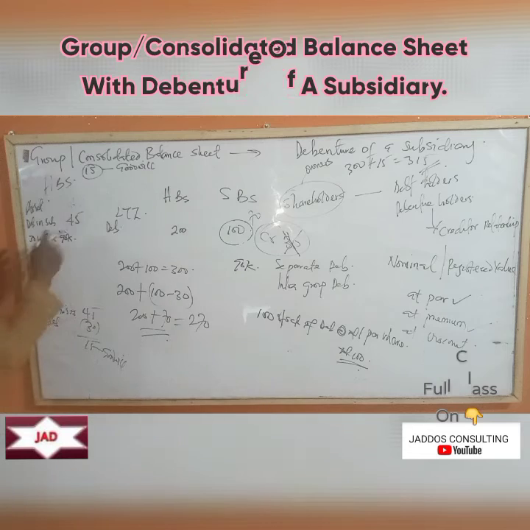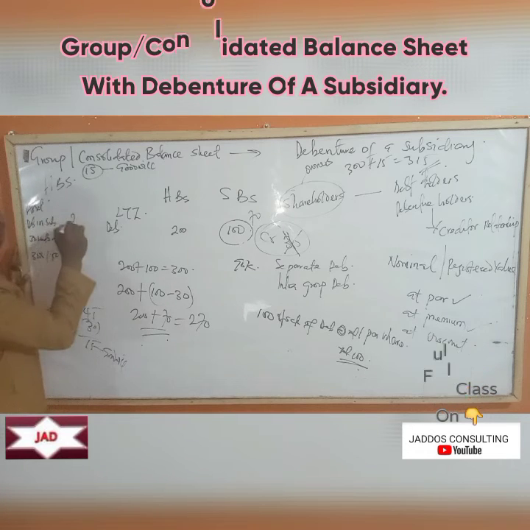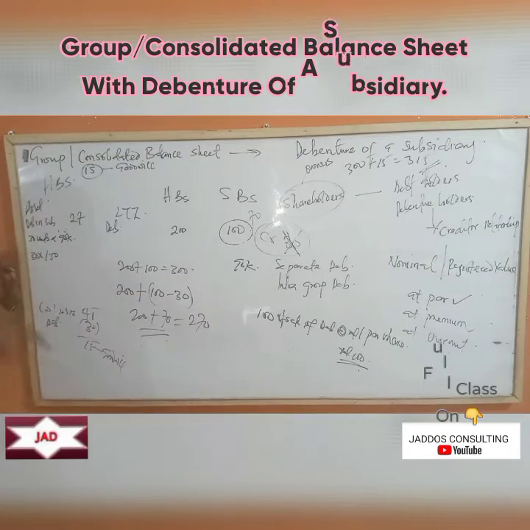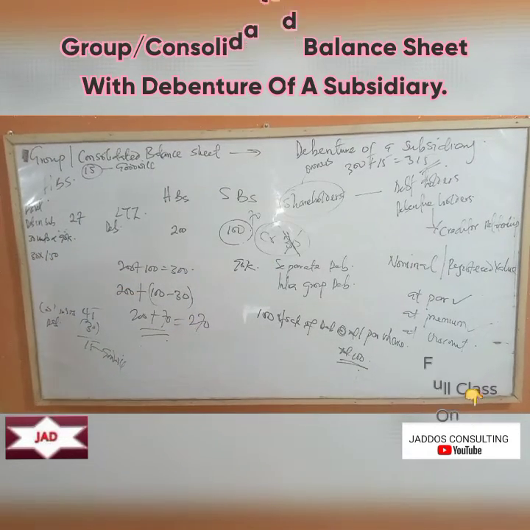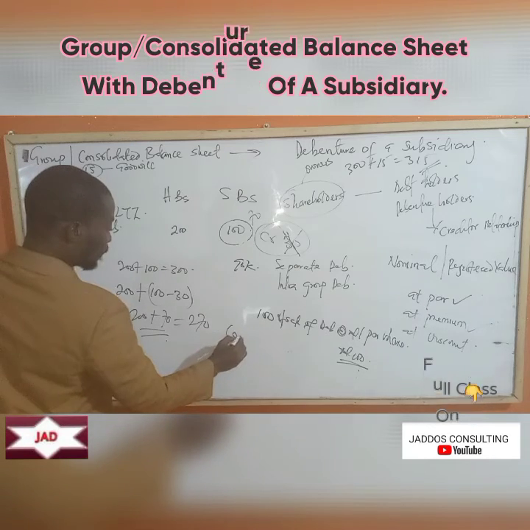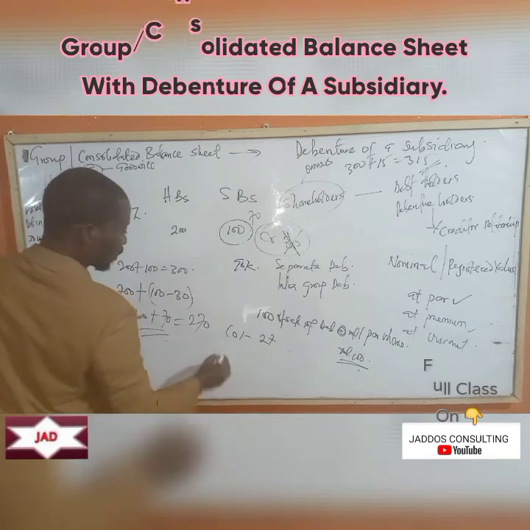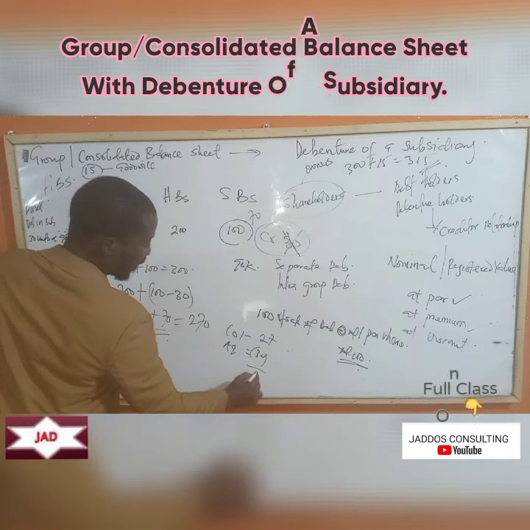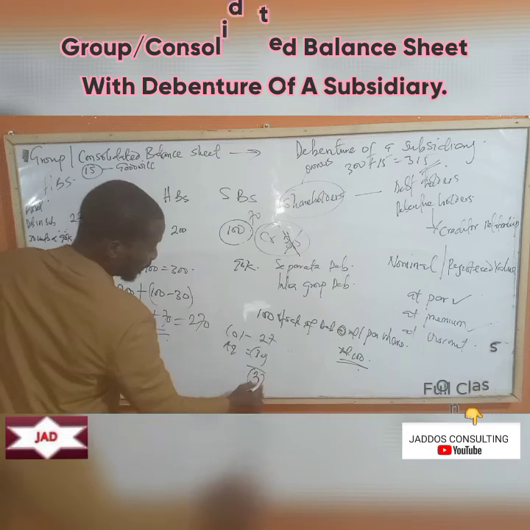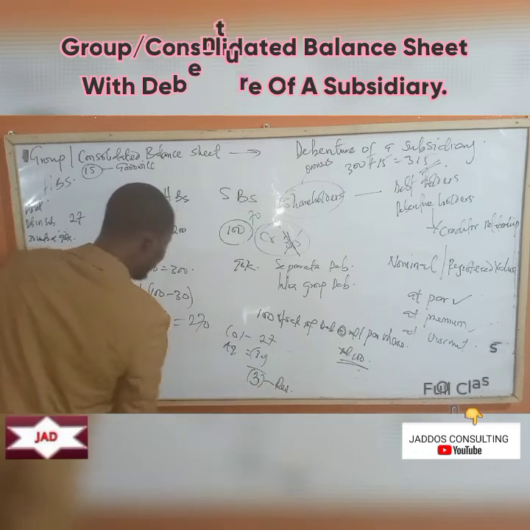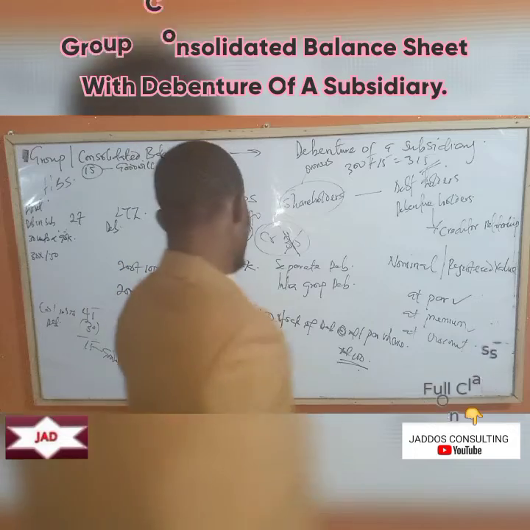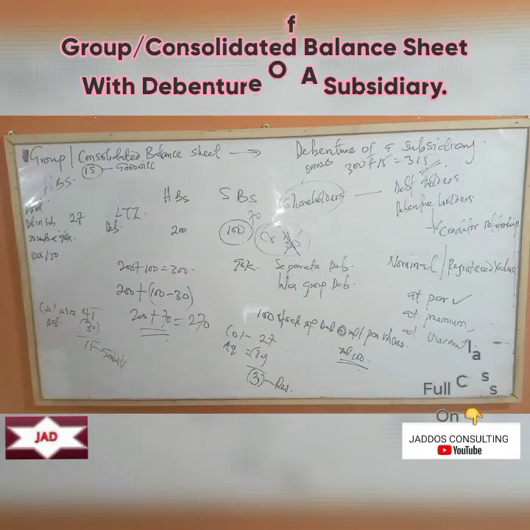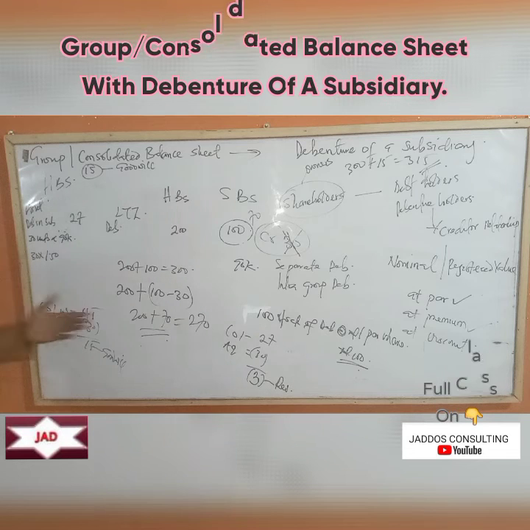So the debenture investment from the perspective of the holding company is 27. But don't forget, what we expect is 30. So in this case, there's a reserve, a credit balance, not goodwill. The cost of investment in debenture is 27. Debenture acquired is 30. So we have 3 here. This 3 is a reserve. Do you understand? The 3 here is a reserve.